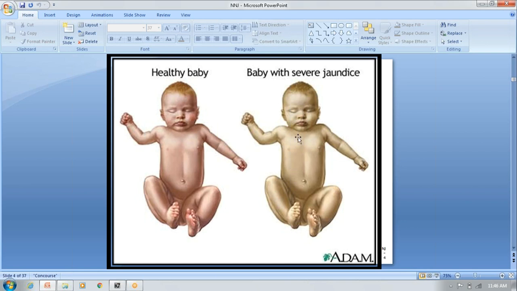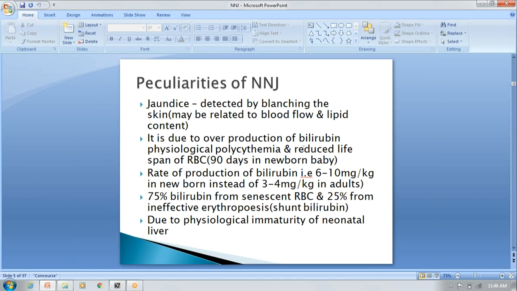So these are the pictures. When you see this baby, it is healthy, pink and red, whereas here it is yellow. And what is the peculiarity of the jaundice?